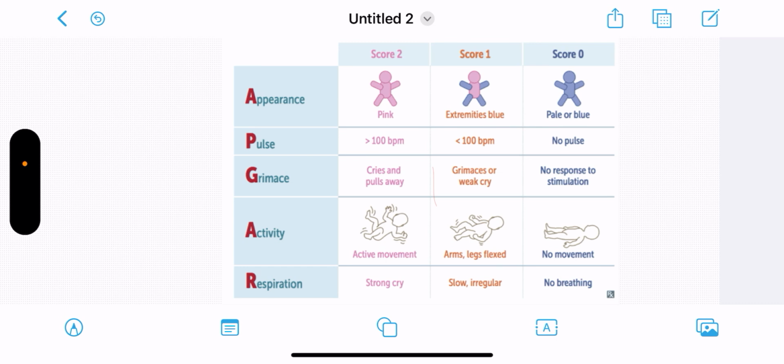What will be scored as 0? When the child is completely pale or blue, with no pulses, no response to stimulation, no movements, and no breathing. That will all score 0.